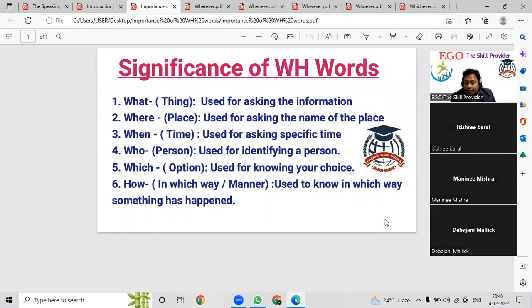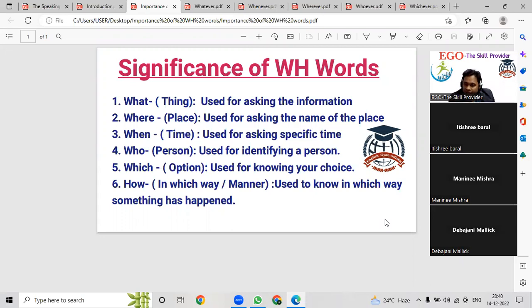If I say, guys, when is the right time for you to speak? Or what is your free time? So when will you be free? I am asking for the exact time. So whenever you want to know the specific time a person is supposed to be available, or something related to time, then you have to use when.